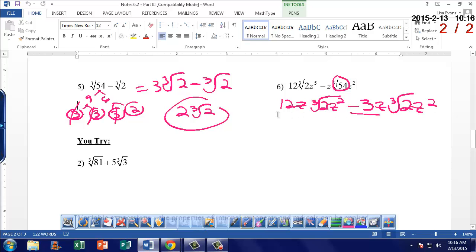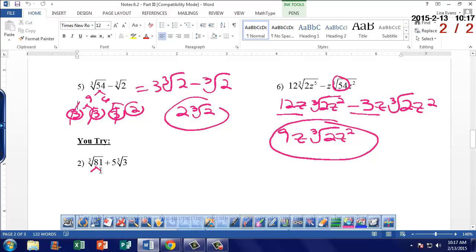Now I can combine my like terms. 12 minus 3 is 9. 9z cubed root 2z squared. I know that one's a messy one, and we will practice more of those. Okay, now I want you to go ahead and try the u-try. Right now they're not like radicals, so we're going to have to simplify this cubed root of 81. Then we're going to go ahead and add the coefficients. Give that a try on your own.